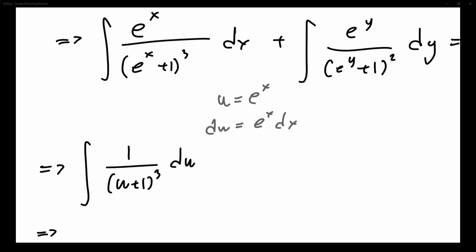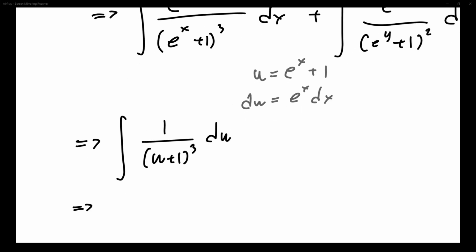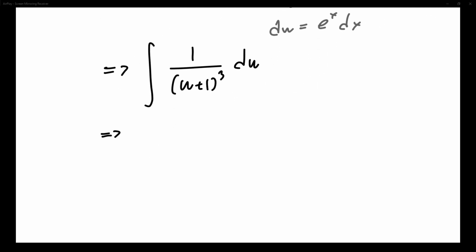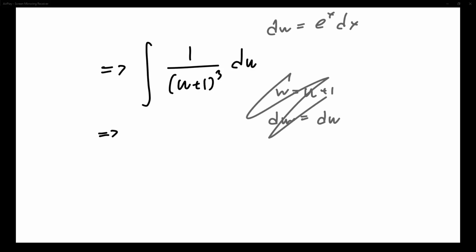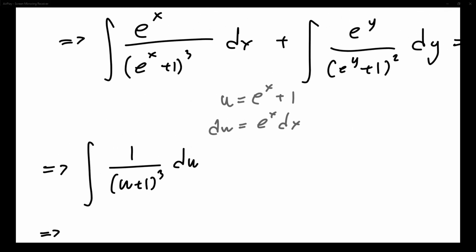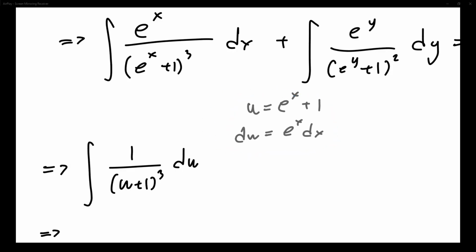Well, okay, wait. Let me tweak our thing really quick. We're gonna do e to the x plus 1, because what I was about to do was another sub, like w is equal to u plus 1, then dw is equal to du. But you can just kind of mesh these together. If you do u is equal to e to the x plus 1, then the 1 is going to go away when you take that derivative.